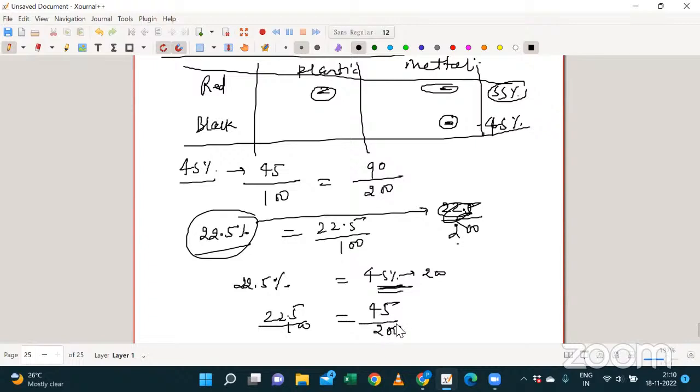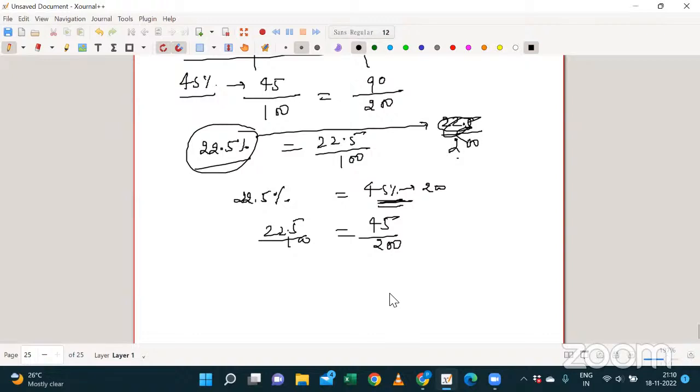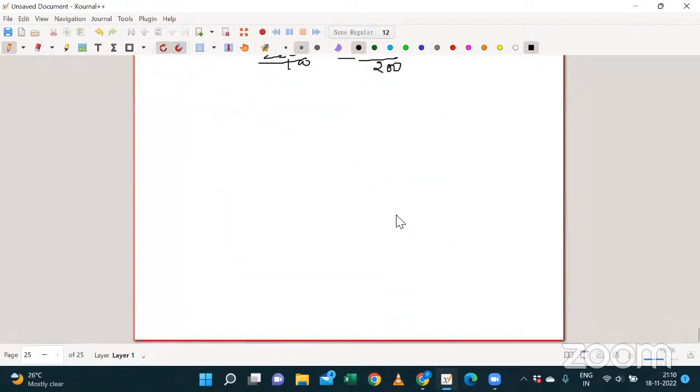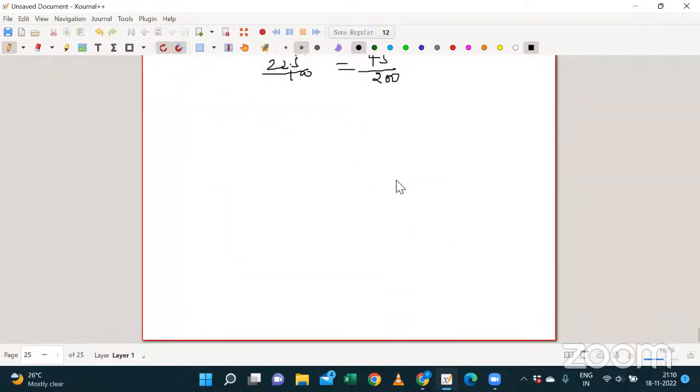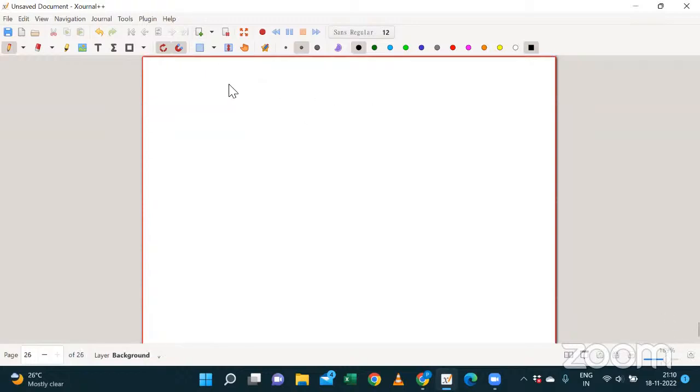So he's trying to say that if 22.5% is given and we take 200 as the number, then we won't get 22.5%, we'll get 45%. Then accordingly, you have to change all the values, so the number will be a whole number. I got the point. Yes, I totally got it.